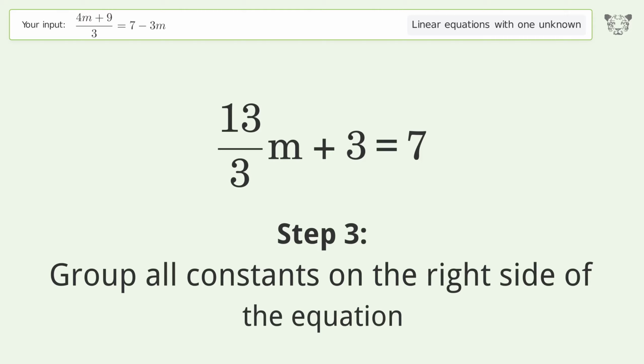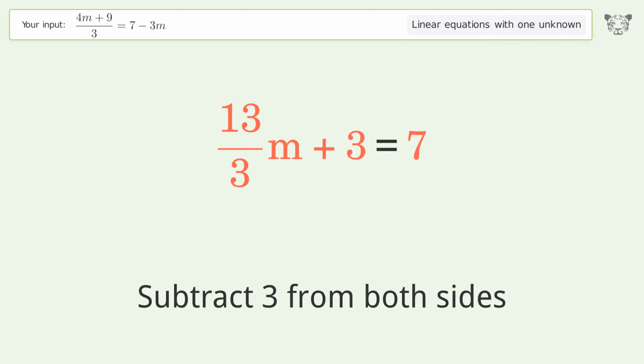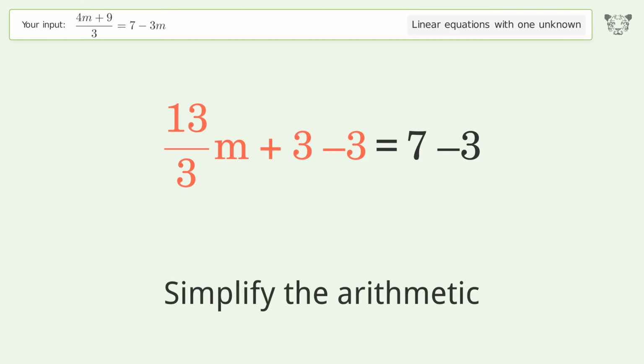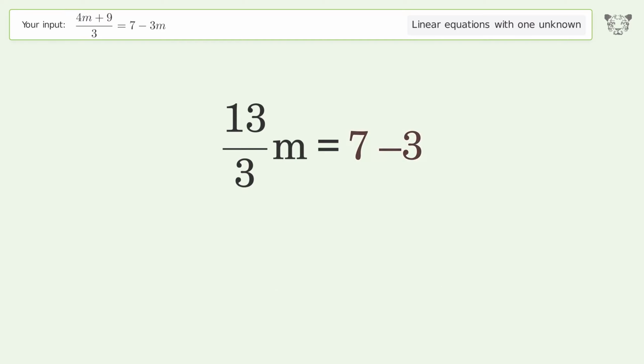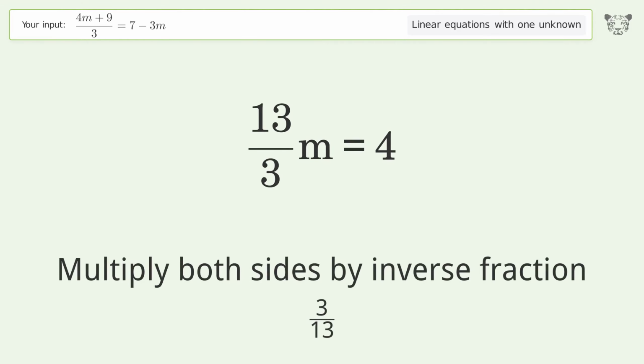Group all constants on the right side of the equation. Subtract 3 from both sides. Simplify the arithmetic. Isolate the m. Multiply both sides by inverse fraction 3/13.